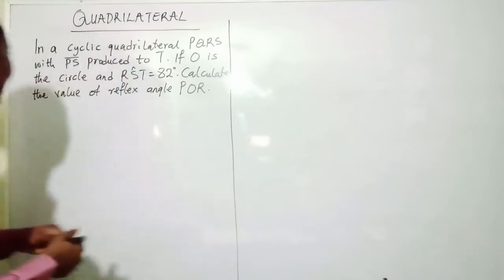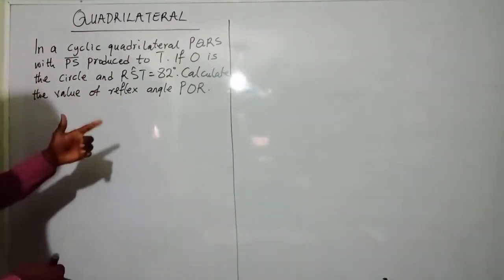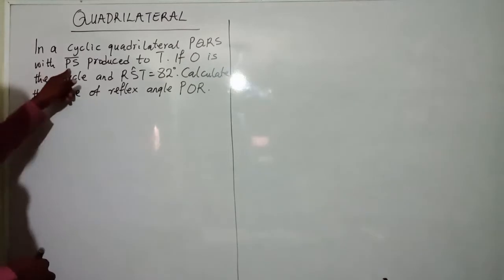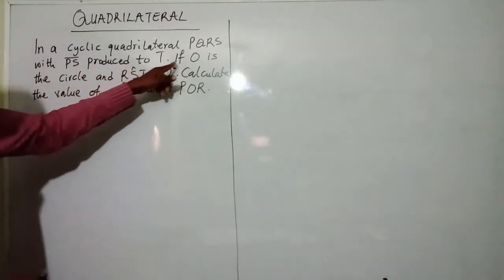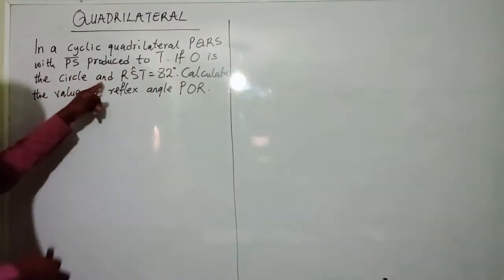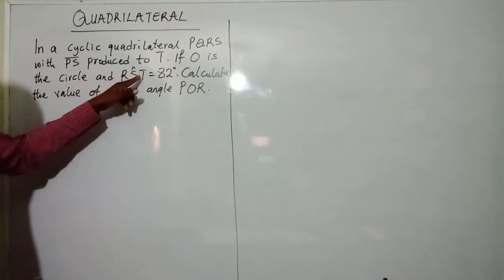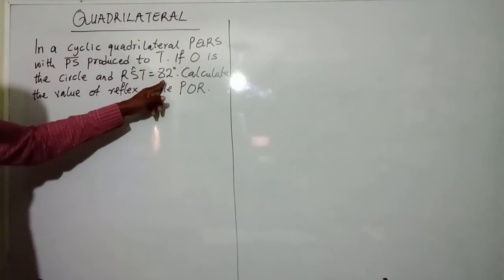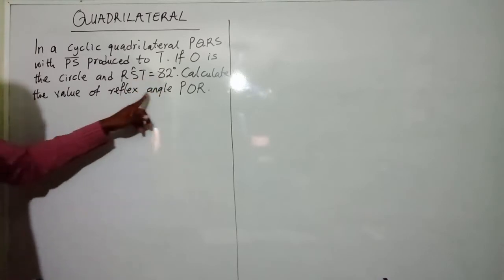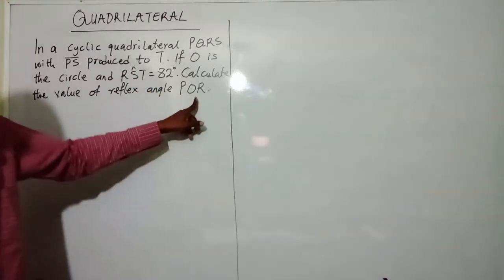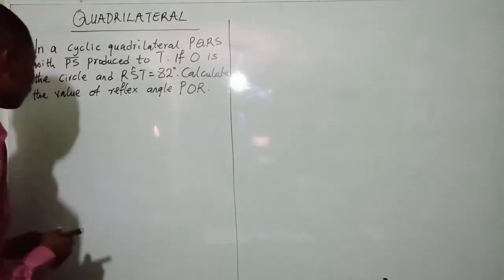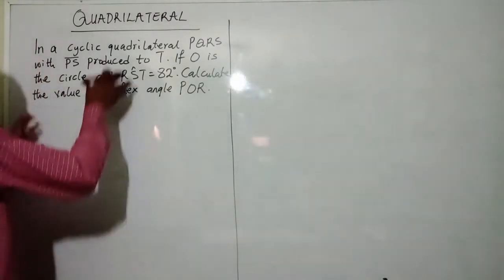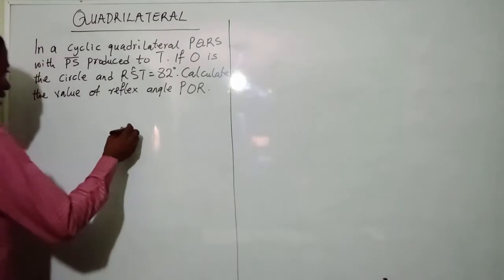So now we have a question that says that in a cyclic quadrilateral PQRS with line PS produced to T, if O is the center and angle RST equals 82 degrees, calculate the value of the reflex angle POR. The first thing we're going to do is to represent this information in a diagram.